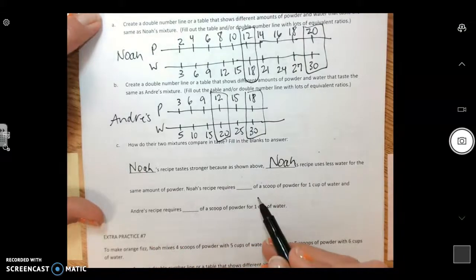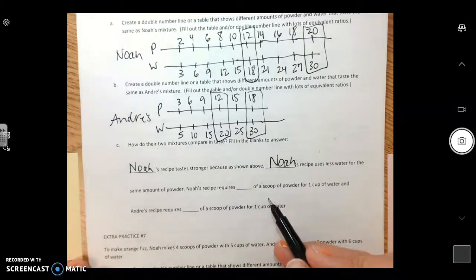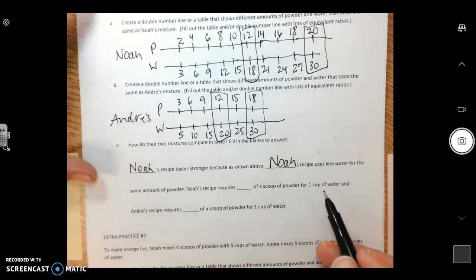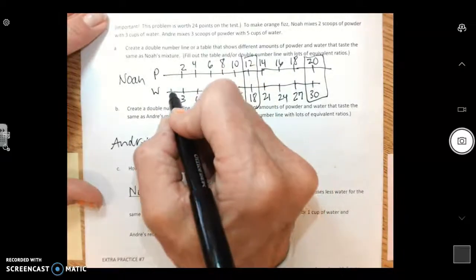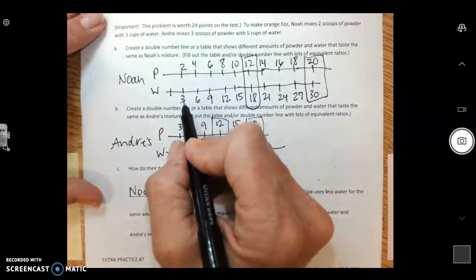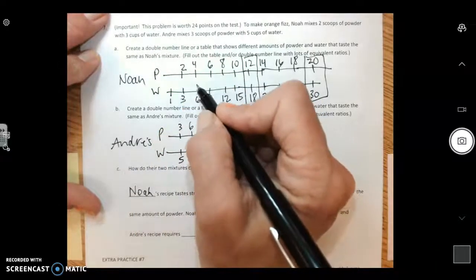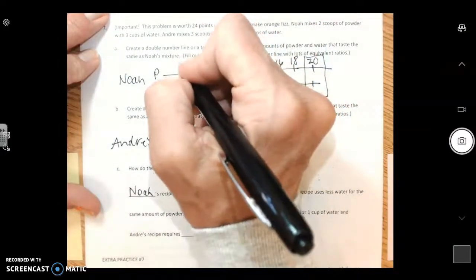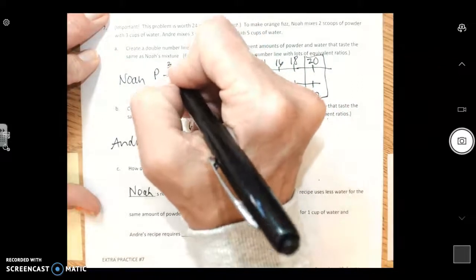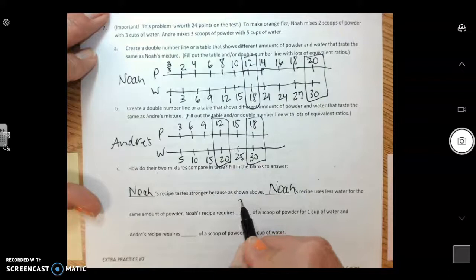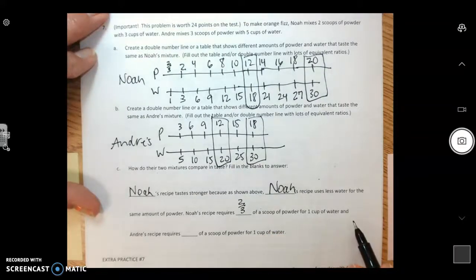Noah's recipe requires how many scoops of powder for 1 cup of water? Well, we didn't find that. Let's try to figure out, well, when we have 1 cup of water, so instead of 3, we're dividing by 3 to get to 1, or multiplying by 1/3. So 2 times 1/3 is 2/3. So we'll use 2/3 of a scoop of powder for 1 cup of water.